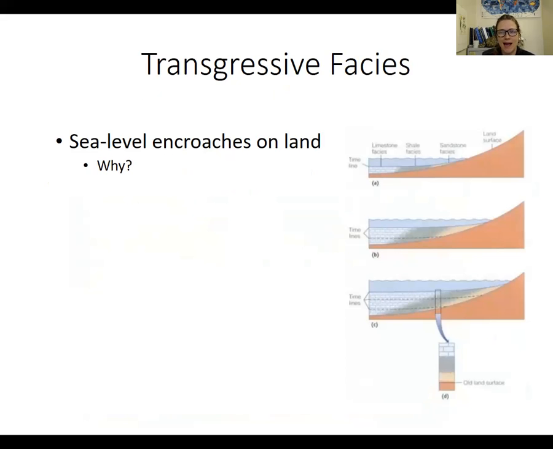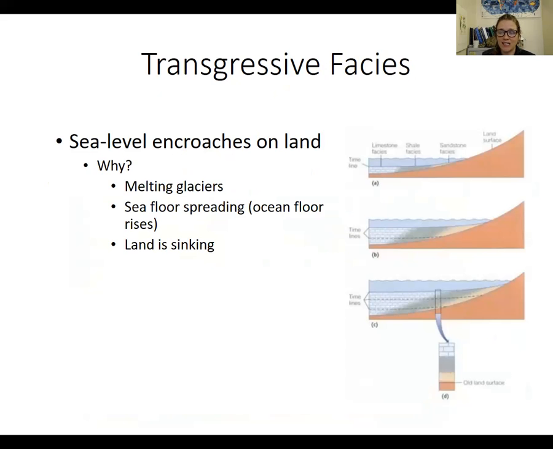And this might be happening for a variety of different reasons. So we might have melting glaciers, like we have today, that are adding more water to the ocean. We might have a period of sea floor spreading in the ocean that's basically pushing the ocean water upwards.